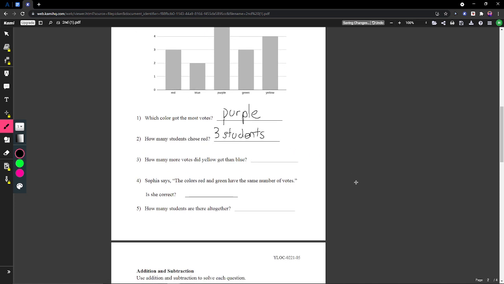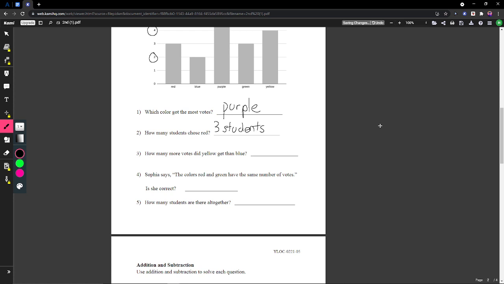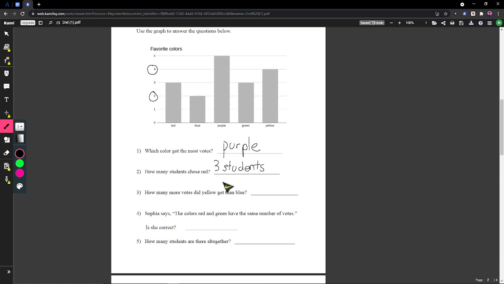And for number 3, how many more votes did yellow get than blue? So you would look for yellow, which is 4. And we will look for blue, which is 2. When they ask how many more, you're going to have to do 4 minus 2, which is equal to 2. So you would write 2 votes.